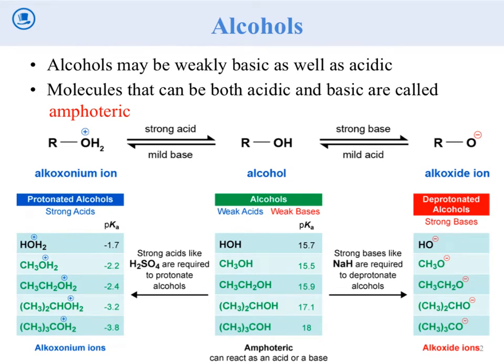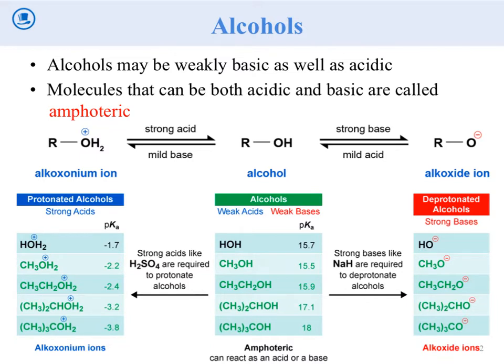So we're going to focus on alcohols now. The biggest thing to take away from this is that alcohols, there's a lot going on here, but all this is really saying is that alcohols, similar to water, can be weakly basic as well as weakly acidic, right? So they're called amphoteric. So alcohols can act as a base, where they take a hydrogen, or they can act as an acid, where they give up a hydrogen, and all those things are possible. So now we know the basics of alcohols, weak acids, weak bases.